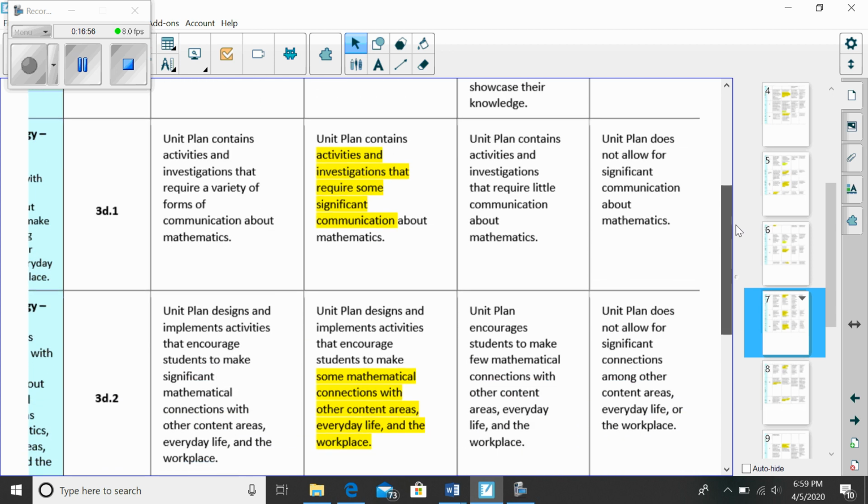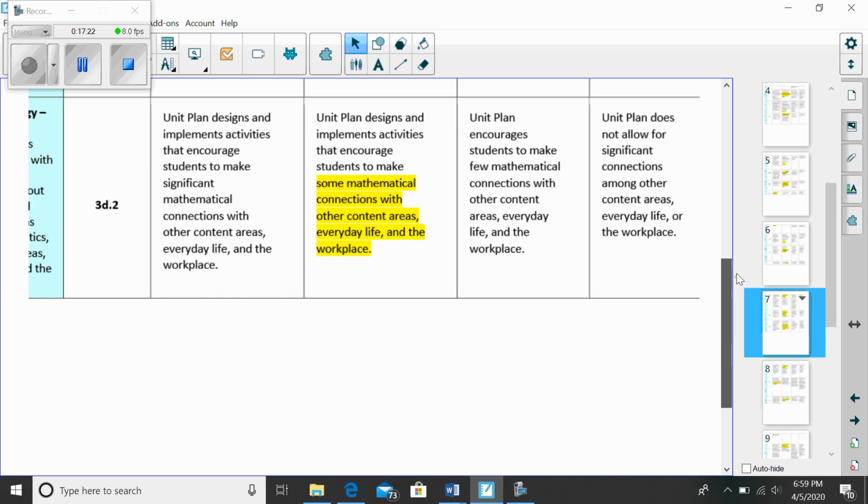And this has come up before, right? Activities and investigations that require significant communication about math. So you have them in groups investigating something and trying to write a conclusion to what they observed in their investigation. All right, if you can do that, that'll give you a good score on this line.